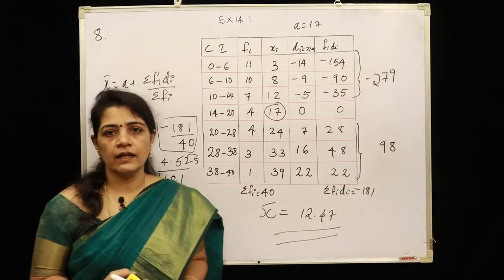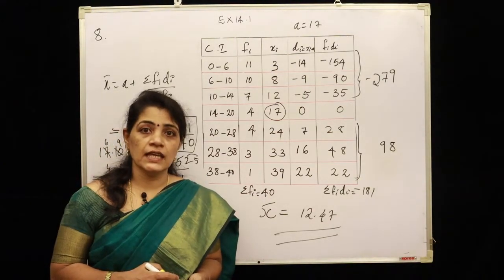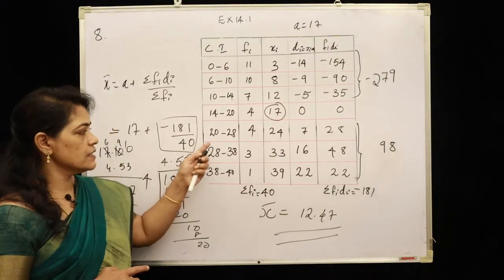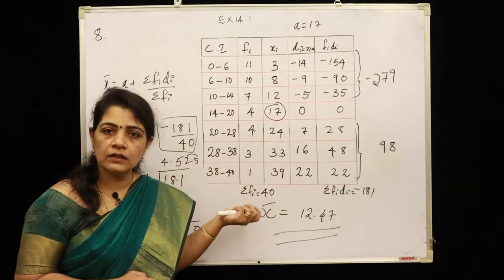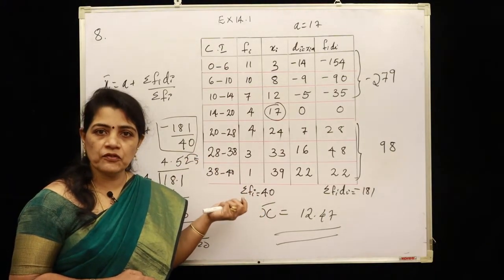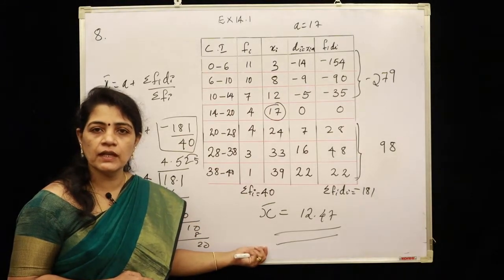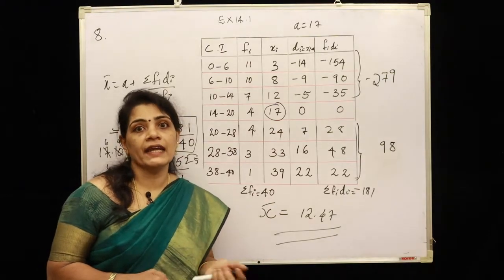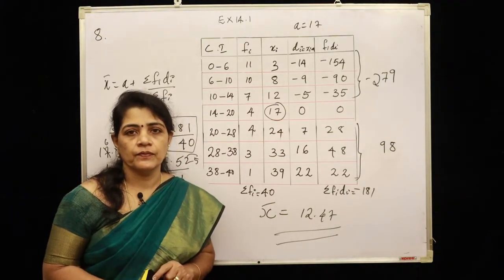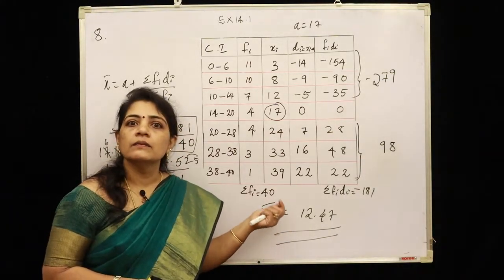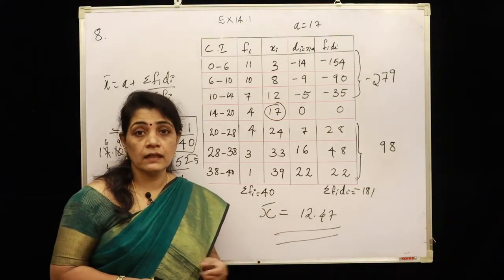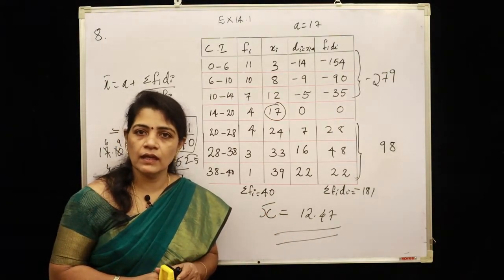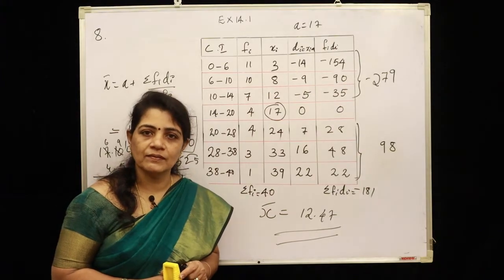This is clear, children? So a very important thing is, even if the difference, that is the class width, is not the same, that doesn't affect its value, that is the arithmetic mean, whether we select the assumed mean method or the direct method. I think this would be the best method, better than the direct method. Now we are moving to the last question.